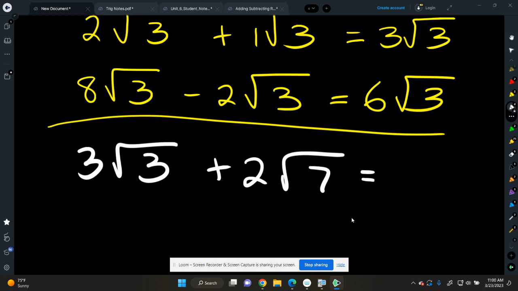3 root 3s and 2 root 7s. Can I combine those in any way? No. Can you tell me what you have in any simpler form? Can you tell me what you have in any easier way?